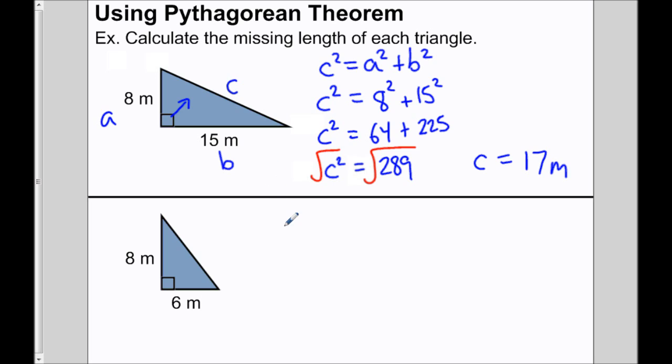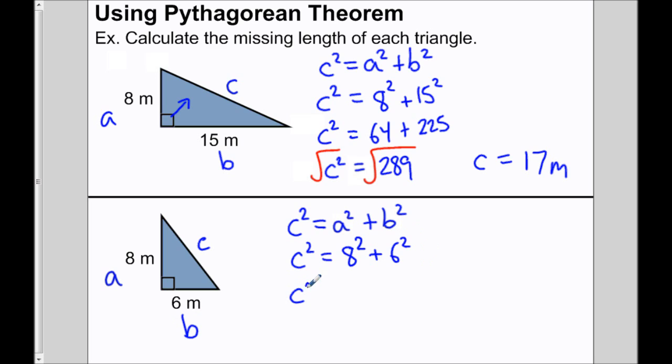All right, so we're missing the hypotenuse here, so that's the letter C, and I can write A and B to label the other two sides. So we can use the Pythagorean theorem to find out the missing side. So C squared is equal to, well, A is the side length of 8, so that's 8 squared plus 6 squared. So 8 squared is just 8 times 8, so that's 64, plus 6 squared makes 36. So C squared is equal to 100.